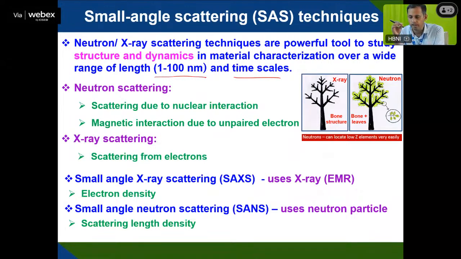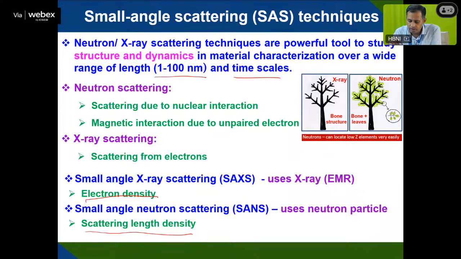Whereas if you go for the neutron scattering technique, that uses neutron particles, and here, instead of electron density, you depend on the scattering length density, and this scattering length density varies randomly across the periodic table, whereas electron density increases with increasing atomic number.